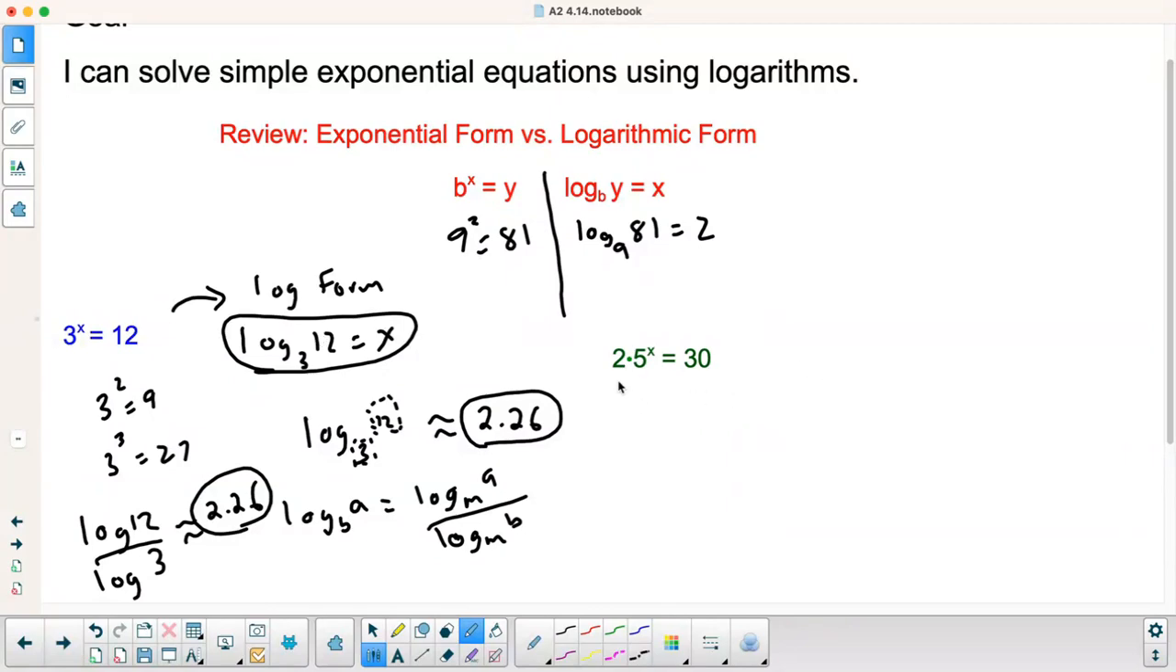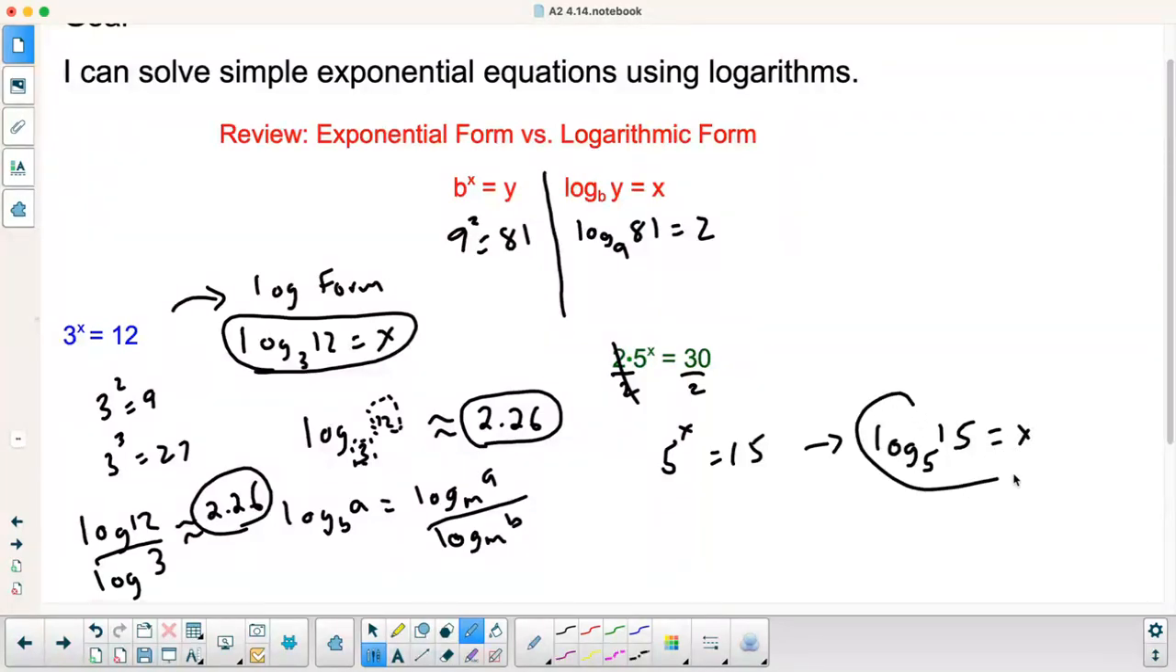Same thing here. Only difference is let's divide by 2 first. So we get 5 to the x equals 15. Then if I write it in log form, log base 5 of 15 equals x. Since that's equal to x, I'm done. This is actually my answer in an exact form. And then you can type it into your calculator, like I did over here, if you wanted to get a decimal.